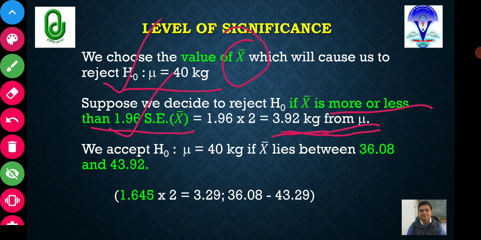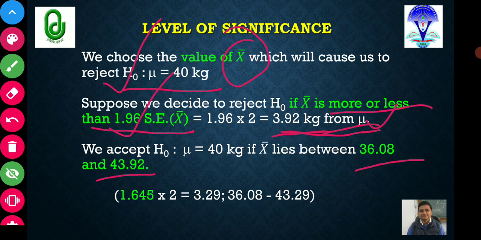You can see we accept the null hypothesis if x lies between 36.08 and 43.92. How do 36.08 and 43.92 come? That means 40 plus minus 3.92, 40 plus minus 1.96 standard error. So 40 minus 3.92 is equal to 36.08 and 40 plus 3.92 is equal to 43.92.